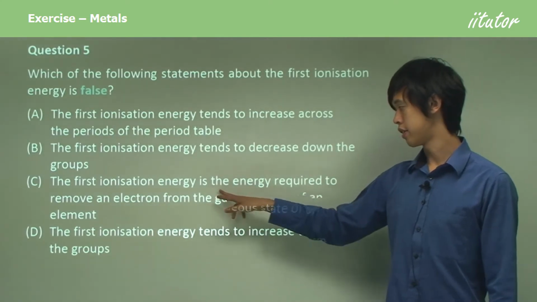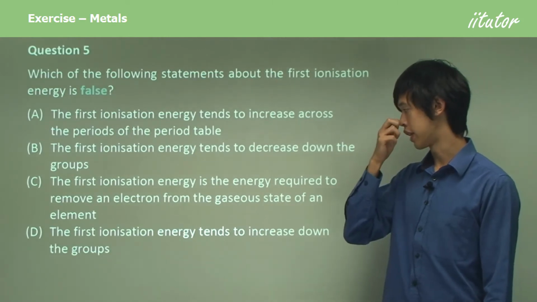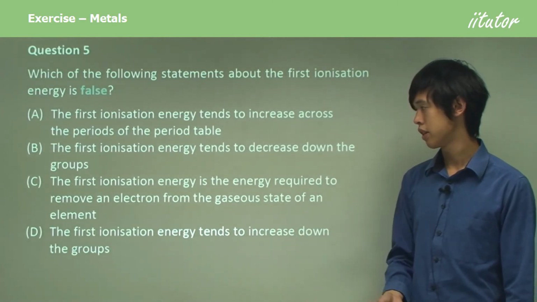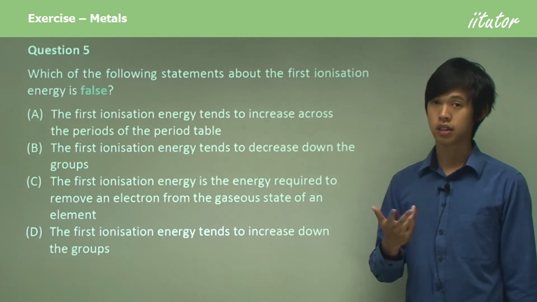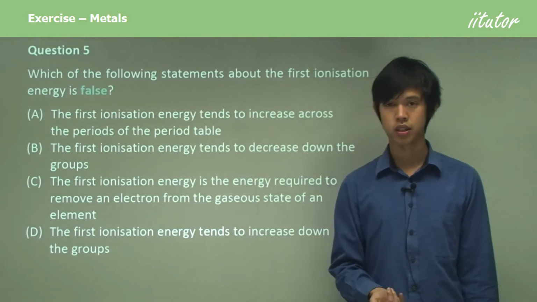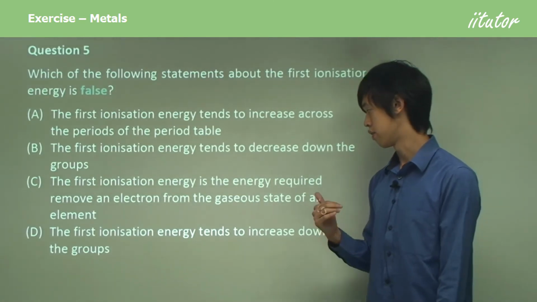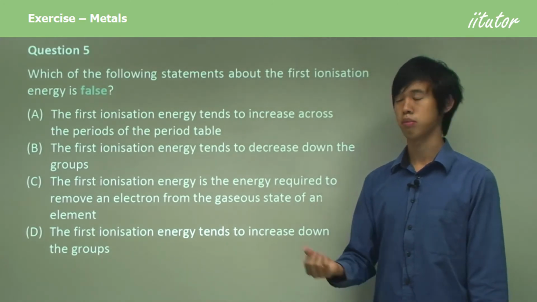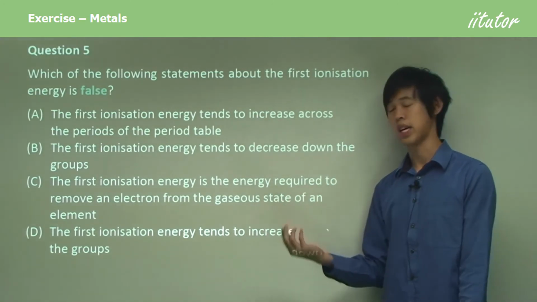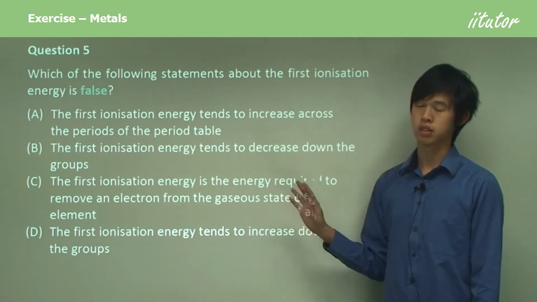The first ionization energy is the energy required to remove an electron from the gaseous state of an element. Yes, if you wanted to be a little bit more precise, it would be the energy required to remove the first electron from the outermost shell of a gaseous state element. So that is true still though.